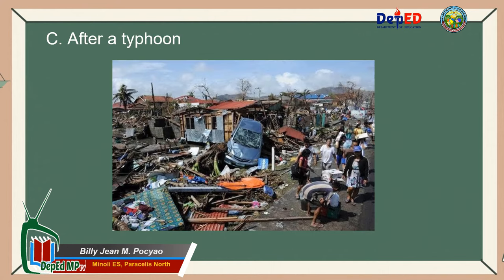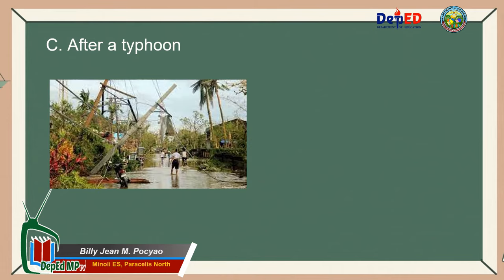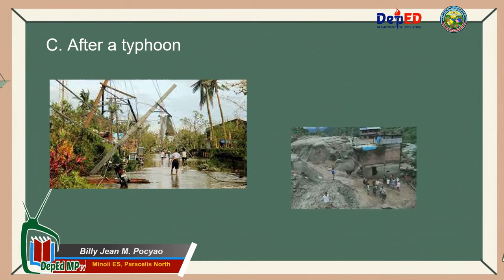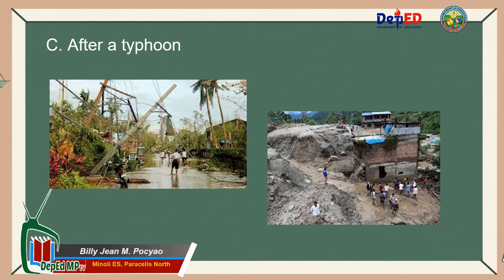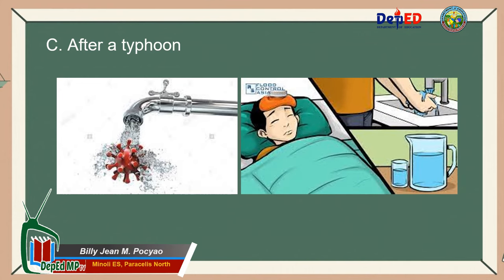This picture shows the environmental condition after a super typhoon. When a tropical cyclone is over, the sun becomes visible and the sky becomes clearer. There might be scattered rain showers. Some areas may still be flooded and recovering from the typhoon. Rescue and relief operations are also ongoing. There might be an outbreak of waterborne diseases, influenza and dengue.